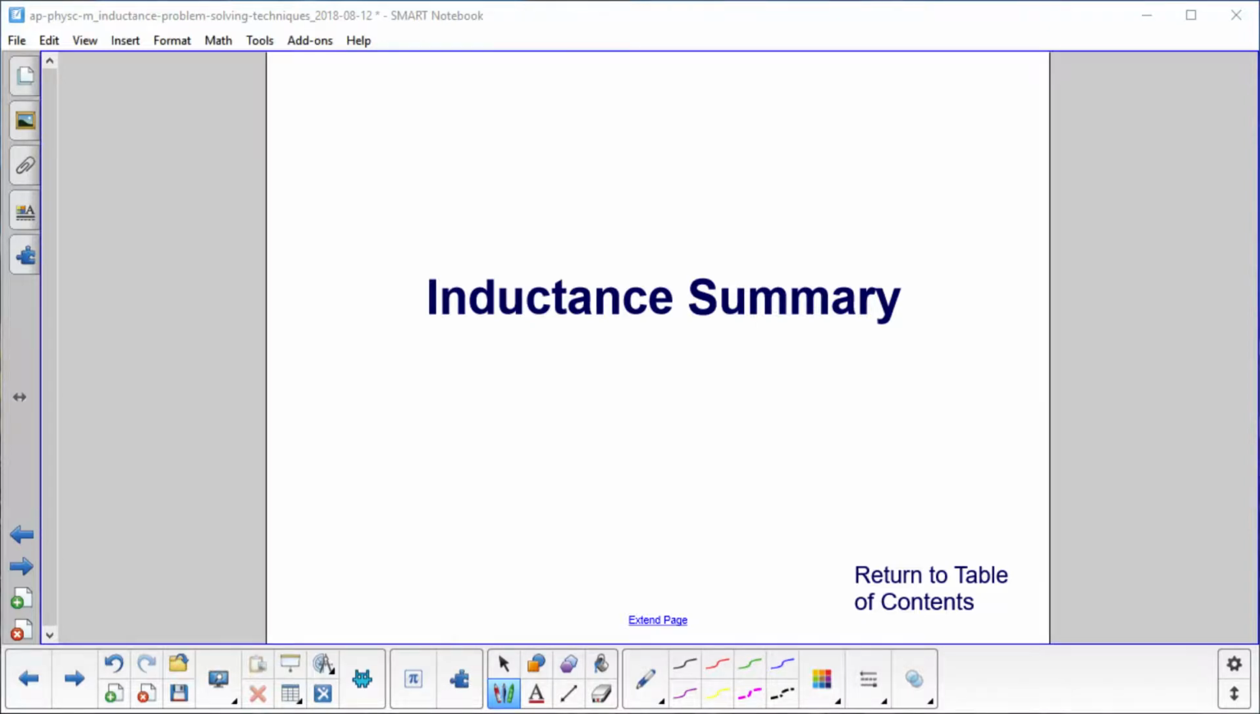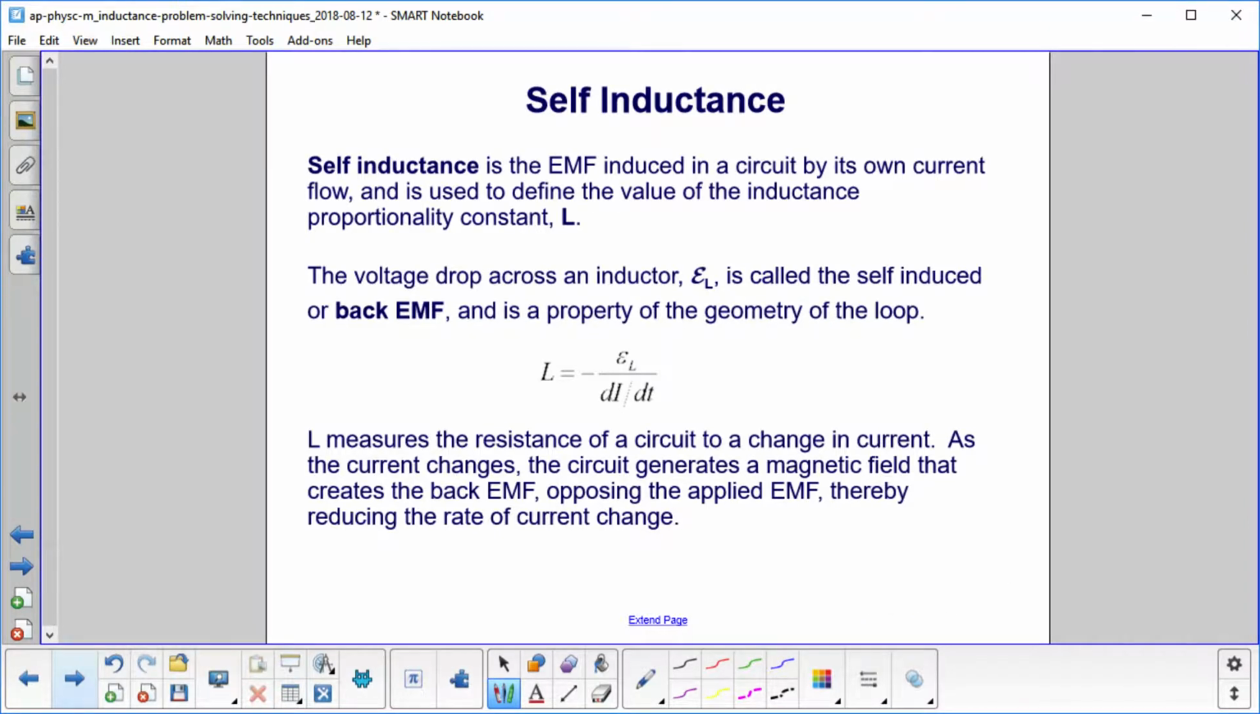Inductance summary. Self-inductance is the EMF induced in a circuit by its own current flow and is used to define the value of the inductance proportionality constant L. The voltage drop across an inductor, and you can see here we have the EMF subscript L, is called the self-induced or back EMF and is a property of the geometry of the loop.